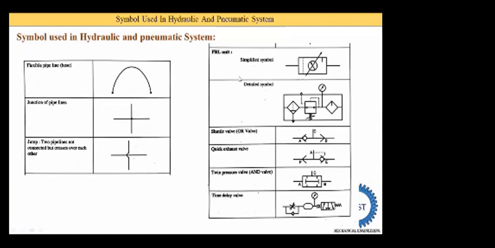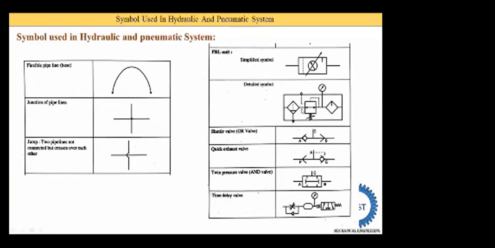The next symbol is for the FRL unit. The FRL unit is used in a pneumatic system. F means filter, R means regulator, and L means lubricator. All three components have different functions. For the FRL unit two symbols are provided: one is the simplified symbol and the second one is the detailed symbol. First we understand the detailed symbol.